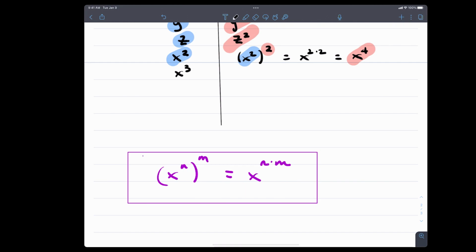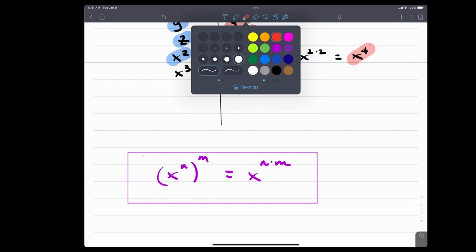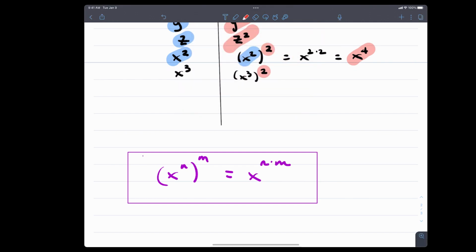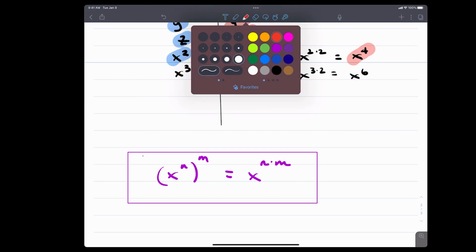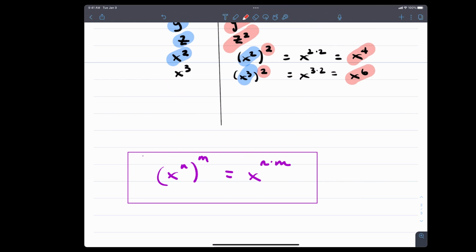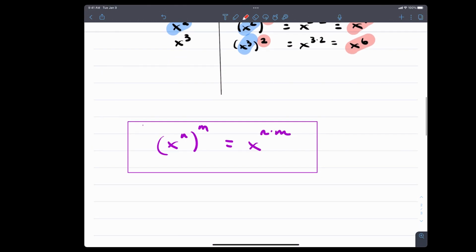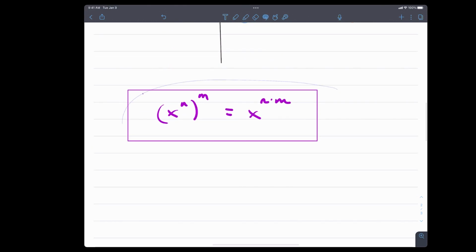What if we take x to the 3rd power, that base, x to the 3rd, and we square that base, right? By that property, what happens here? Do you guys know what that gives you? X to the 3 times 2, which is what? X to the 6. Maybe I'm wrong. Maybe you guys know all this stuff already. Okay, good. All right, pretty good.